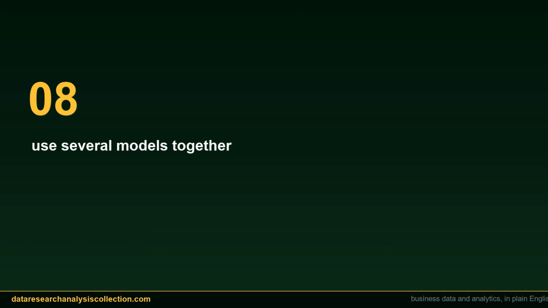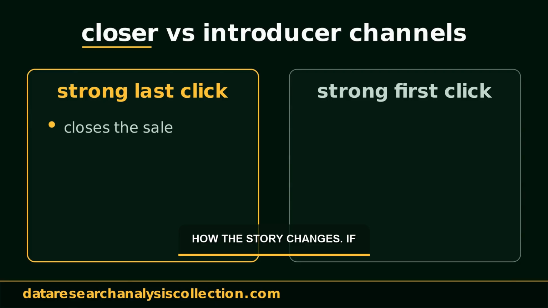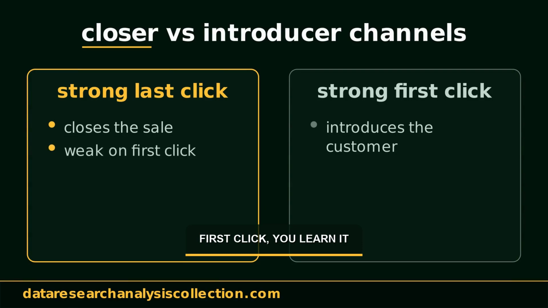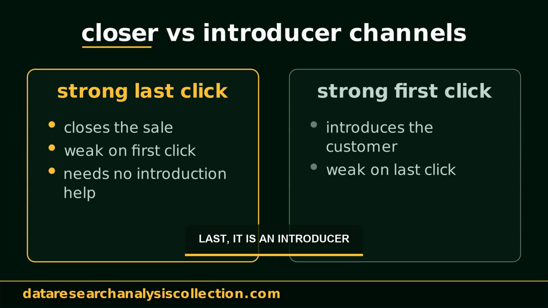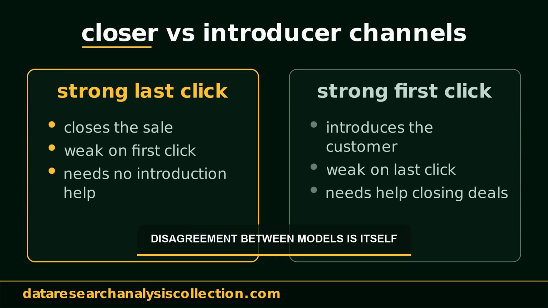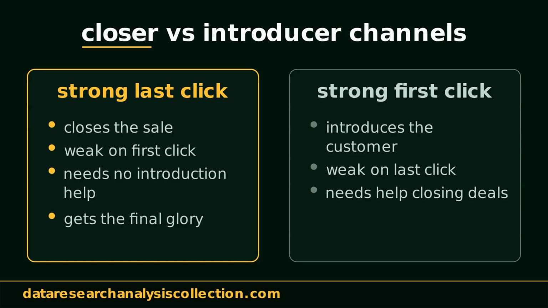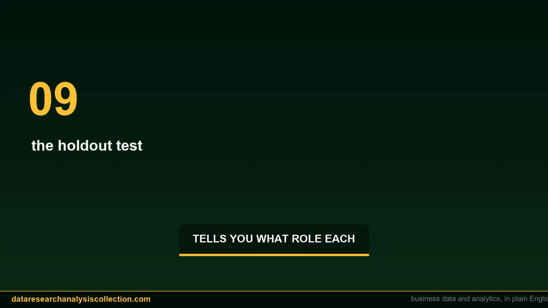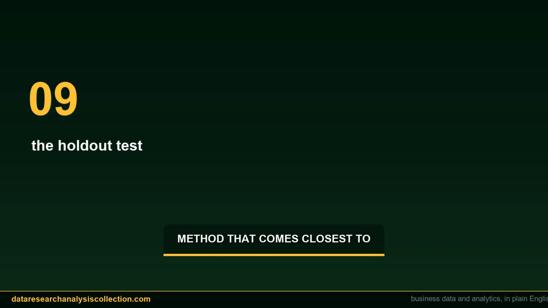Use several models together. The practical move is to look at more than one model at once and see how the story changes. If a channel looks great under last click but terrible under first click, you learn it is a closer, not an introducer. If another looks strong under first click and weak under last, it is an introducer that needs help closing. The disagreement between models is itself the insight. No single view is the answer, but the pattern across views tells you what role each channel actually plays in the journey. The holdout test, the one method that comes closest to truth, is not a model at all.